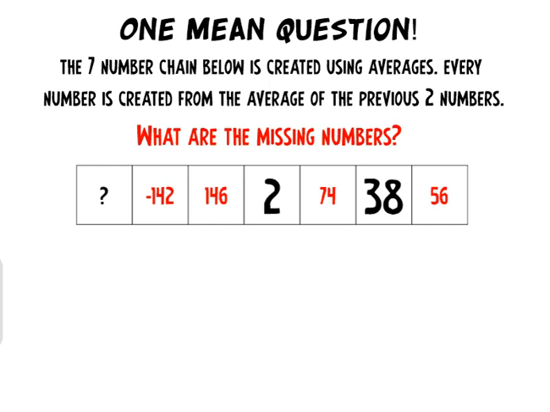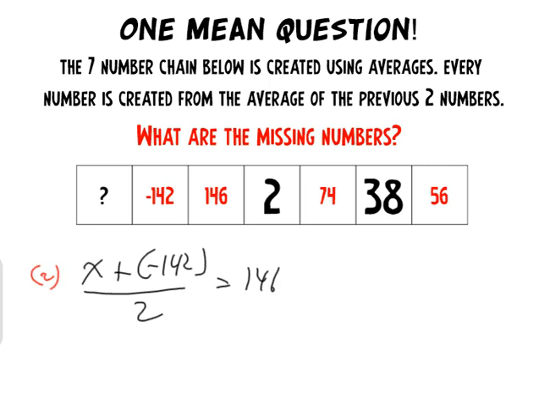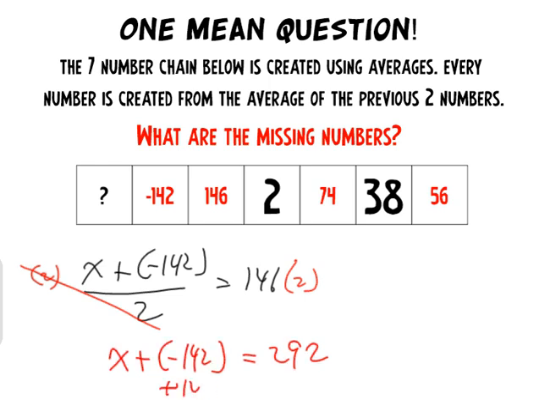And finally, the average of these 2 numbers here must equal 146. So x plus negative 142 divided by 2 must be a positive 146. First step is to get rid of the half of that term by multiplying both sides by 2. x plus negative 142 equals 292, if we multiply that out. I'm going to add 142 to both sides. And finally, x is equal to, I think, 434. If I did my adding right, I think it's 434.